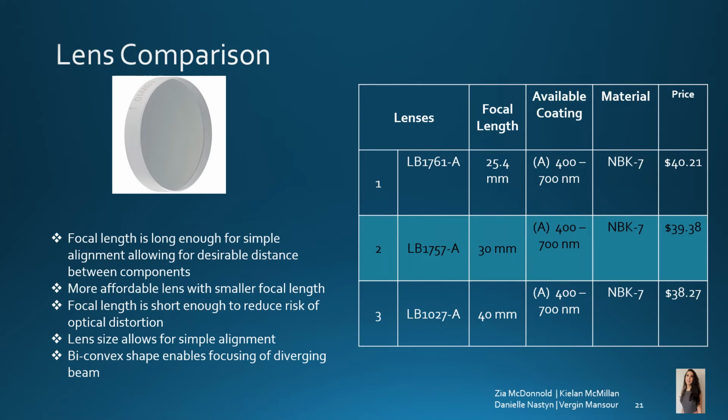However, the longer focal length increases the chances of beam distortion. All of these lenses are able to focus diverging light due to their biconvex shape. However, we decided to choose lens 2 for the project due to the focal length being just right, not too short and not too long.